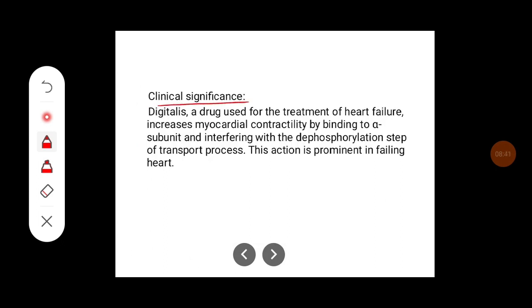Clinical significance. Digitalis, a drug used for the treatment of heart failure, increases the myocardial contractility by binding to the alpha subunit and interfering with the dephosphorylation step of the transport process. This is prominent in the failing heart.